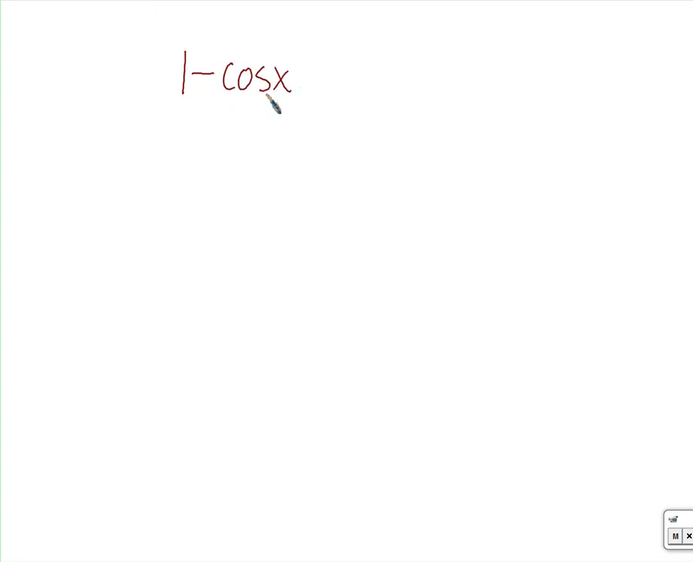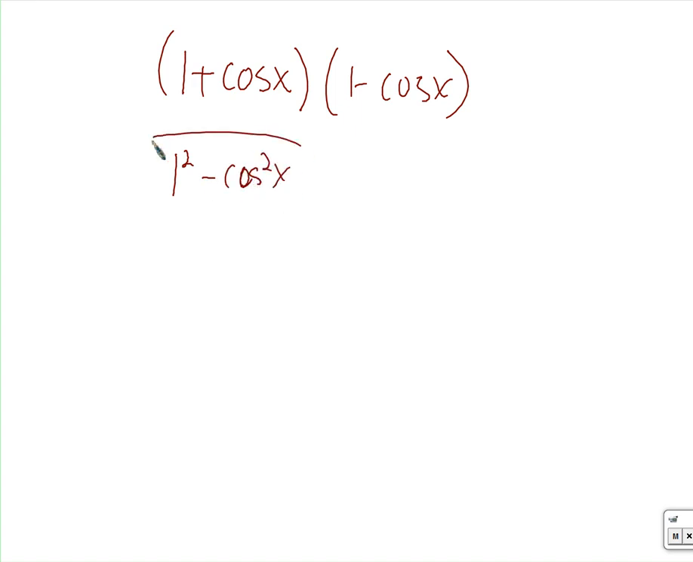You may see something like this somewhere in your studies. So if I multiply this by its conjugate, whatever. Well, those are conjugates, right? Let's see what happens when I multiply these together. 1 squared. We get 1 times cosine and so negative cosine and 1 times positive cosine, they're going to cancel. We're going to get 1 minus cosine squared. Does this look familiar? Pythagorean identity. Sine squared plus cosine squared equals 1. If we subtract cosine squared from both sides, we get 1 minus cosine squared equals sine squared.